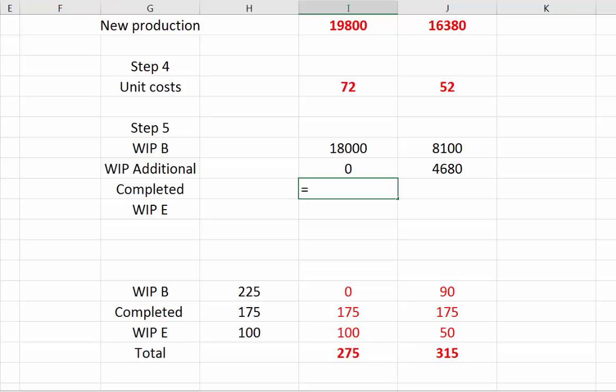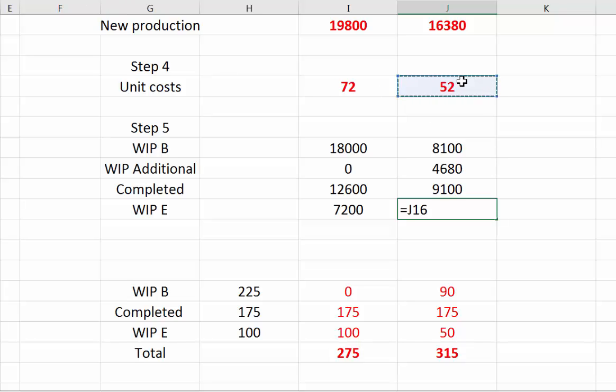So this one is a lot easier. I'm going to just multiply 175 by 72, and for the conversion cost, I'm going to multiply 52 by 175. So I get this number. Okay. So for the WIP ending inventory is going to be similar. So I multiply 72 by 100. Okay. Then I multiply 52 by 50, so I get this number.